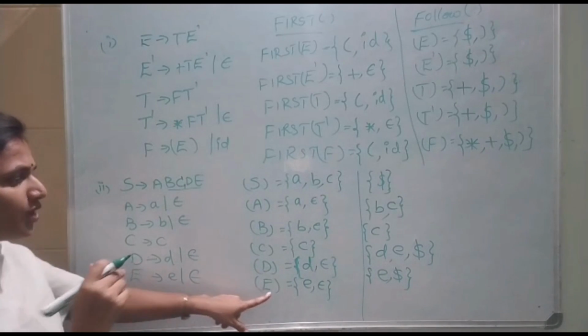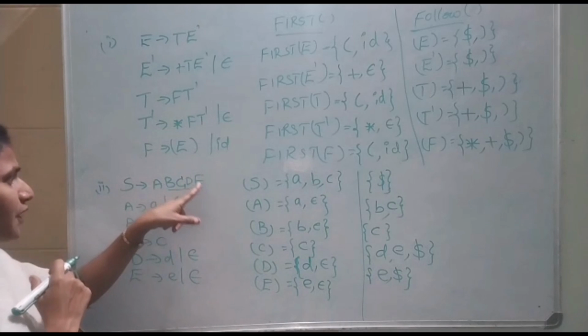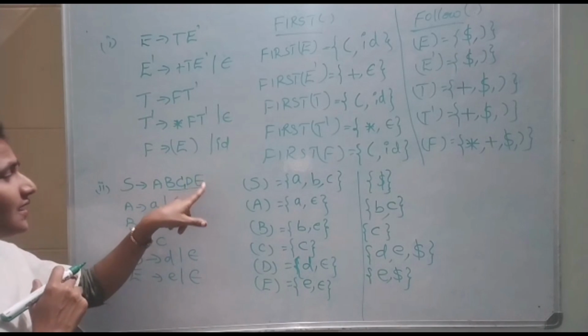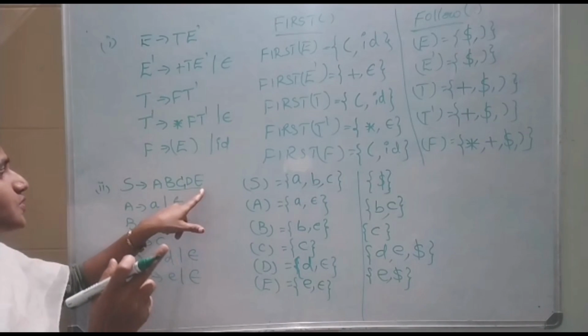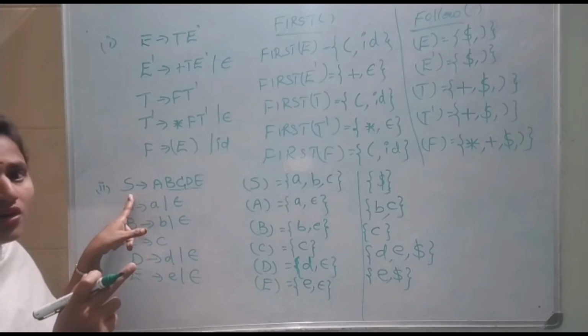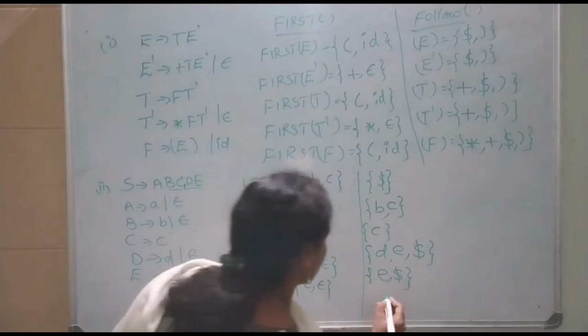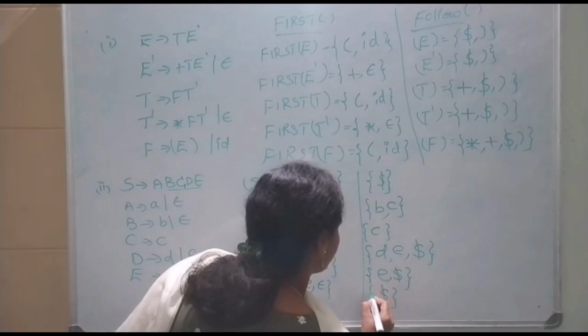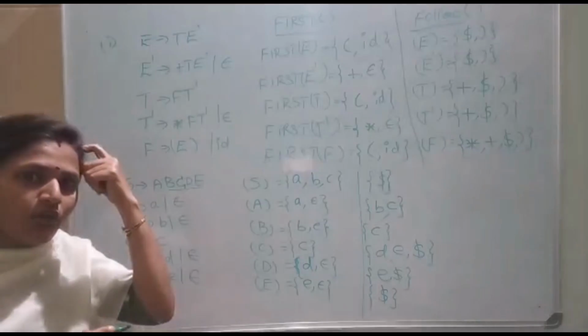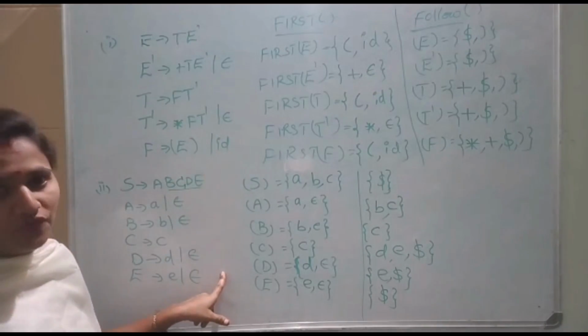Clear? Now go for follow of E. What is follow of E? Here in the production, E is the last symbol. So follow of E equals follow of S. What is follow of S here? Dollar. This is how you are going to compute first and follow functions.